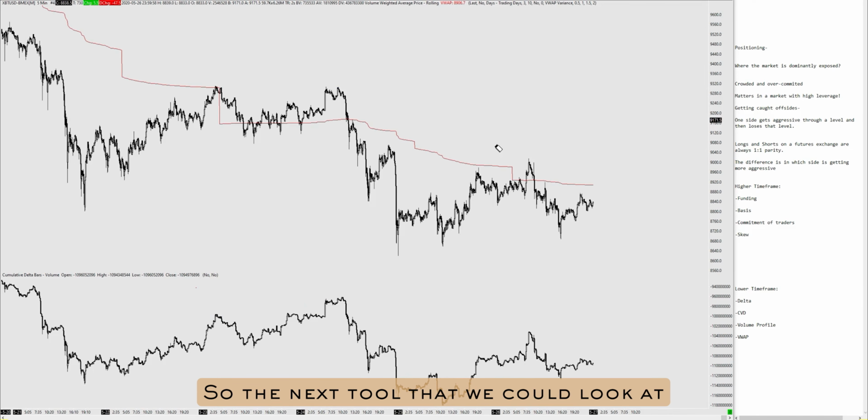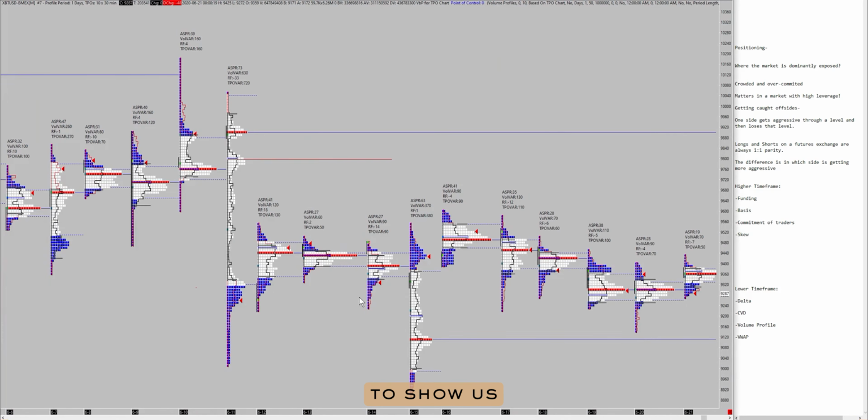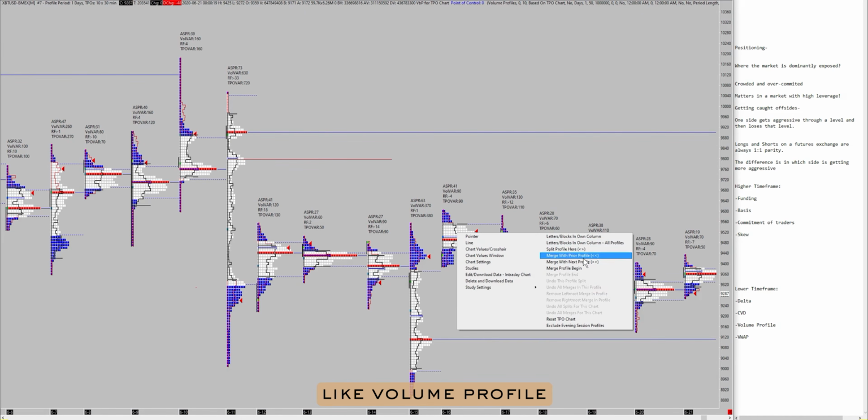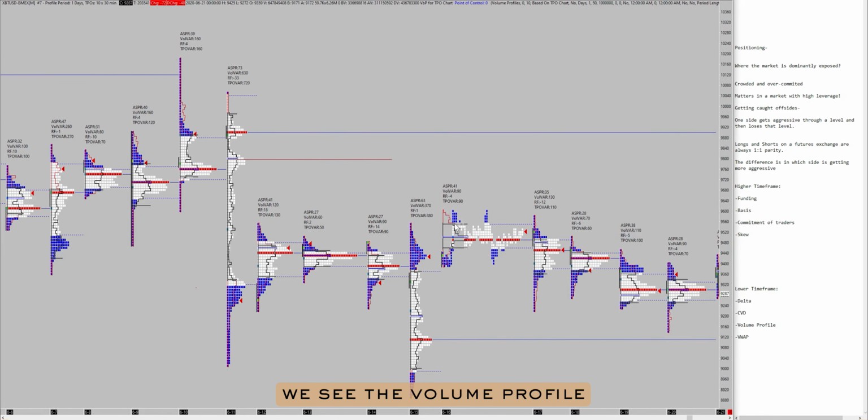So the next tool that we could look at is volume profile, but volume profile is not exactly going to show us what side of the market got involved on its own. If we look at something like volume profile, and we'll open this up, we see the volume profile, but unless we put the delta on this, there's really no indication as to whether or not there were aggressive buyers or aggressive sellers on this structure.